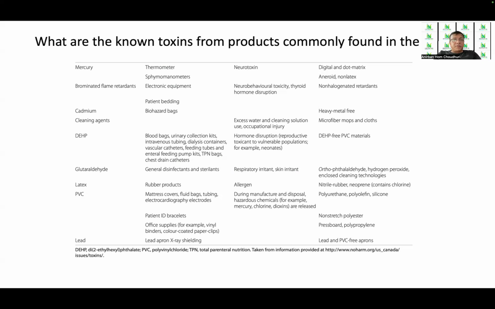For example, the simple mercury sphygmomanometers and thermometers. Mercury is a toxin because it is a neurotoxin. It can be replaced with digital, dot matrix or aneroid ones. The brominated flame retardants, which come from electronic equipment, can have neurobehavioral toxicities. They can cause thyroid hormone disruption and should be replaced with suitable non-halogenated retardants.